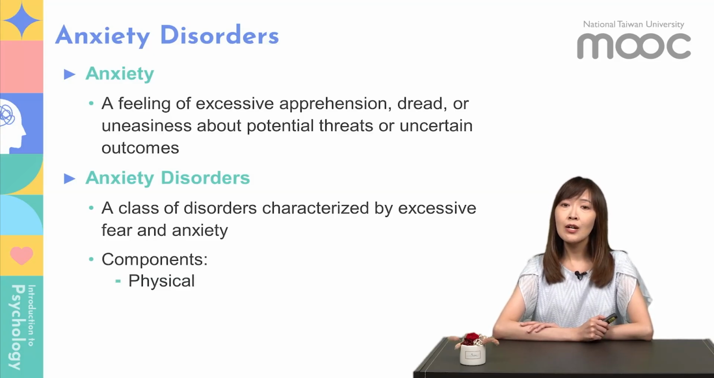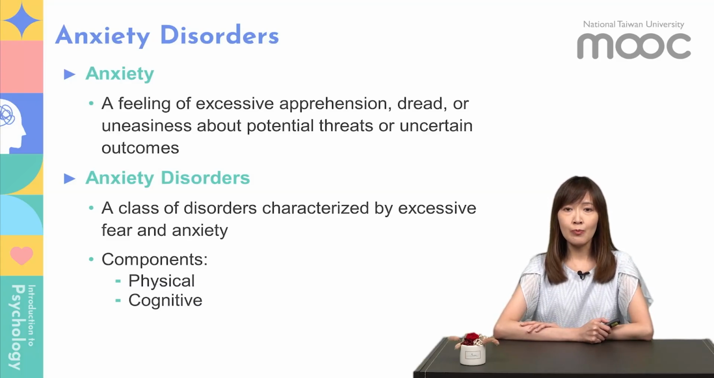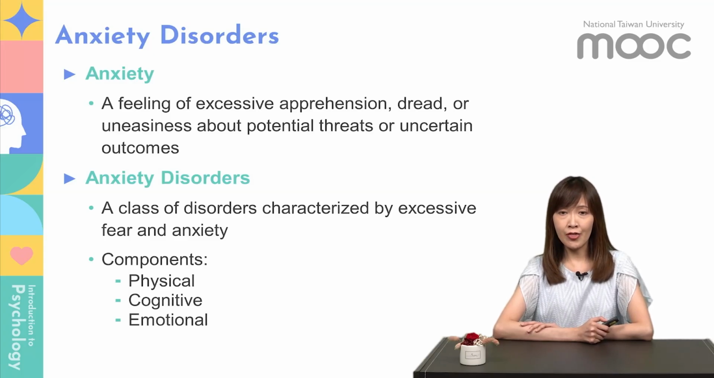So first, we have the physical component. It refers to the activation of our biological system. So for example, we enter fight or flight. Do you remember that term? We talked about that before. And next, we have the cognitive component. So people might experience exaggerated danger. And then the third component is the emotional component. People with anxiety disorder may have some emotions such as anxiety, panic, or some fears.